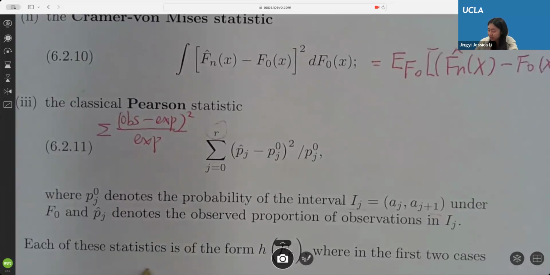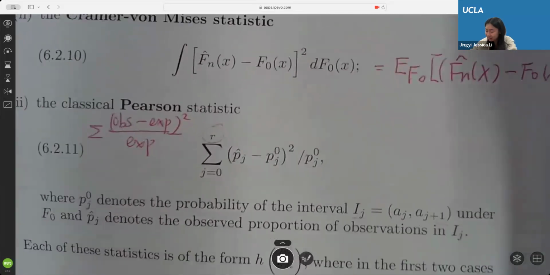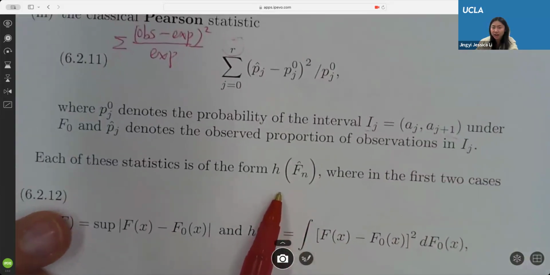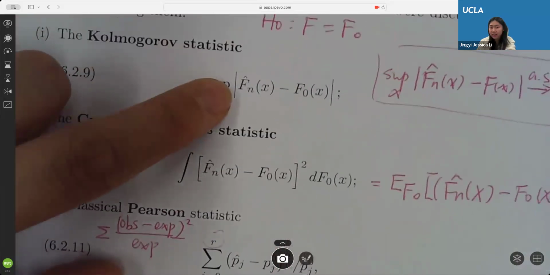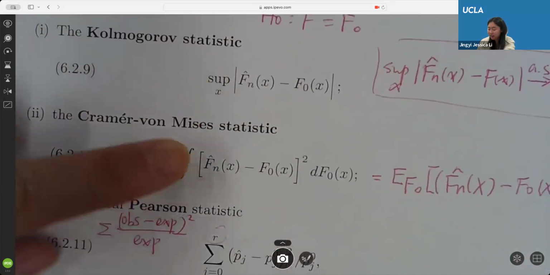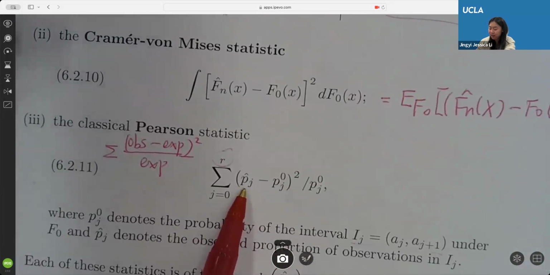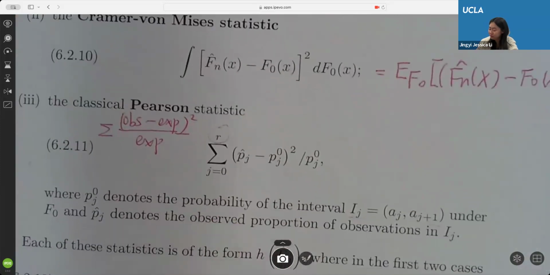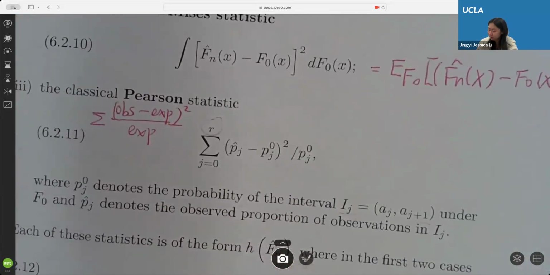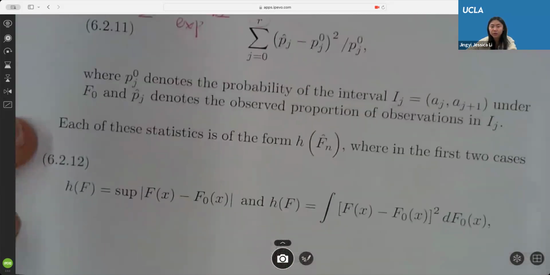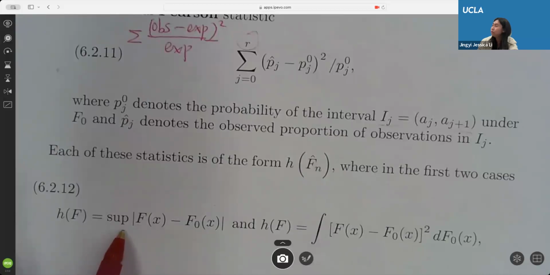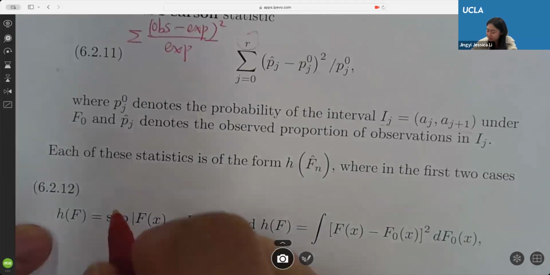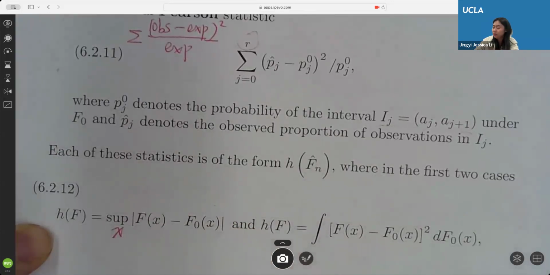So each of the statistics is of the form H(Fn hat). Because you use Fn hat, right? This is Fn hat, this is Fn hat, and this pj hat is also based on Fn hat, your empirical CDF. Okay, so then you can find the corresponding H functional. For the first case, it's just the sup over x of F(x) minus F0(x).